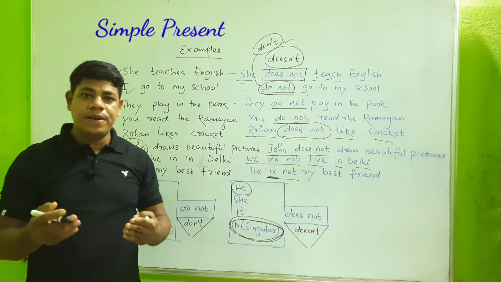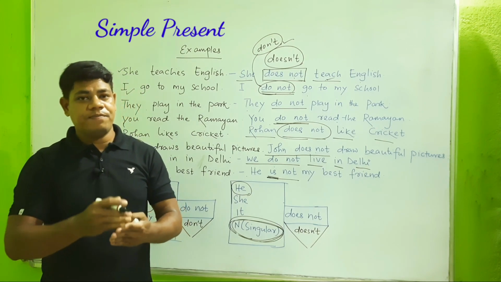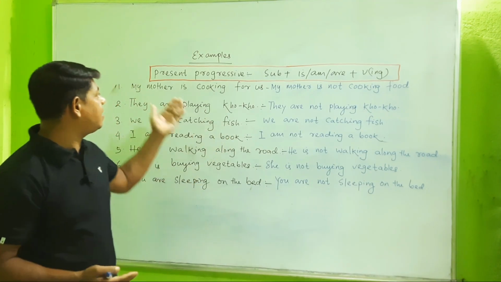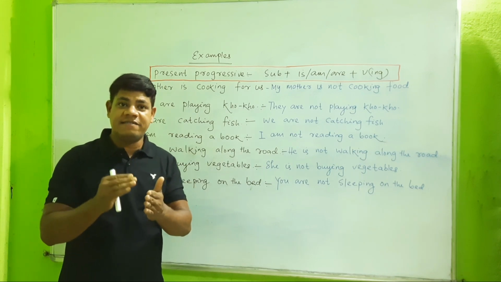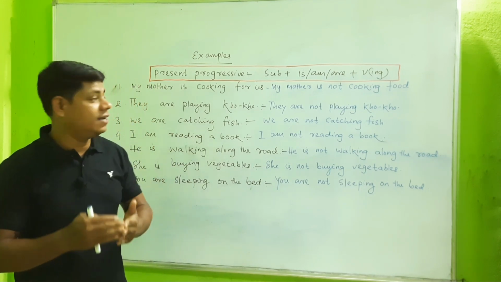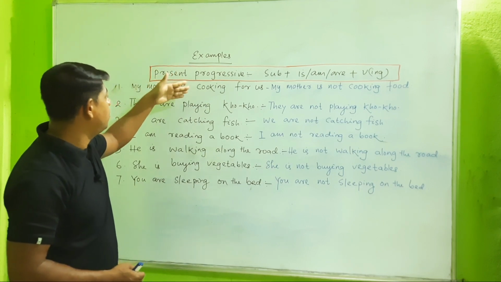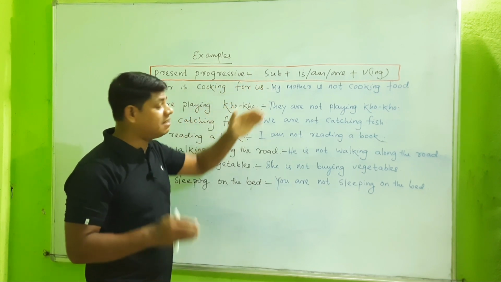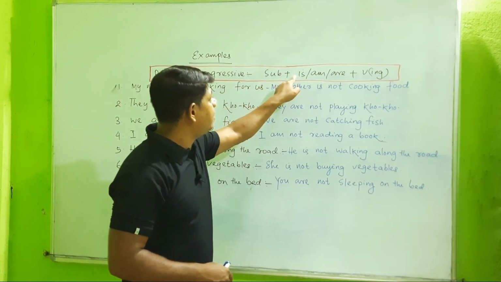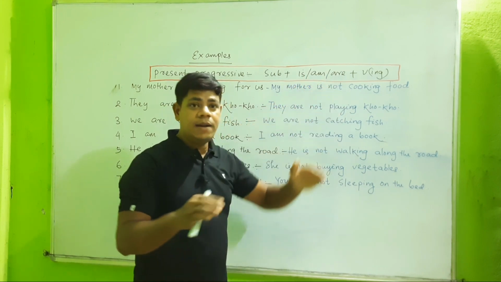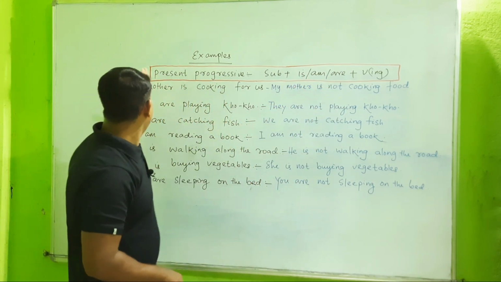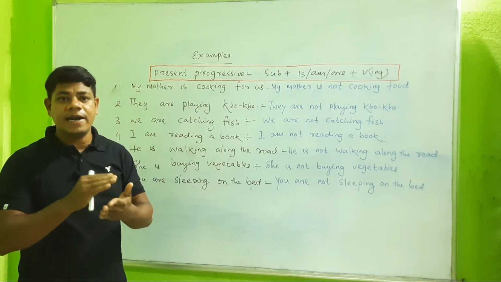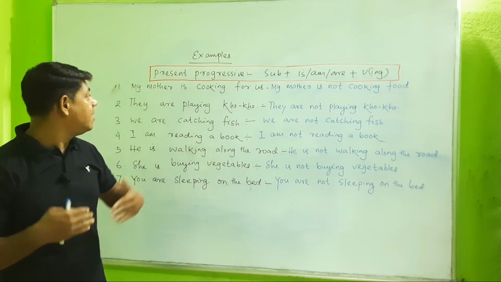We shall discuss briefly about the present progressive, present perfect and present perfect continuous. So friends, I have already discussed about the simple present sentences, how they are converted into a negative sentence. Then we shall discuss about the present progressive. As I have told you earlier, this present progressive sentence is written in the form of subject, then is, am, are, then verb plus ing. So how we can convert these sentences into a negative sentence, that I shall discuss here.